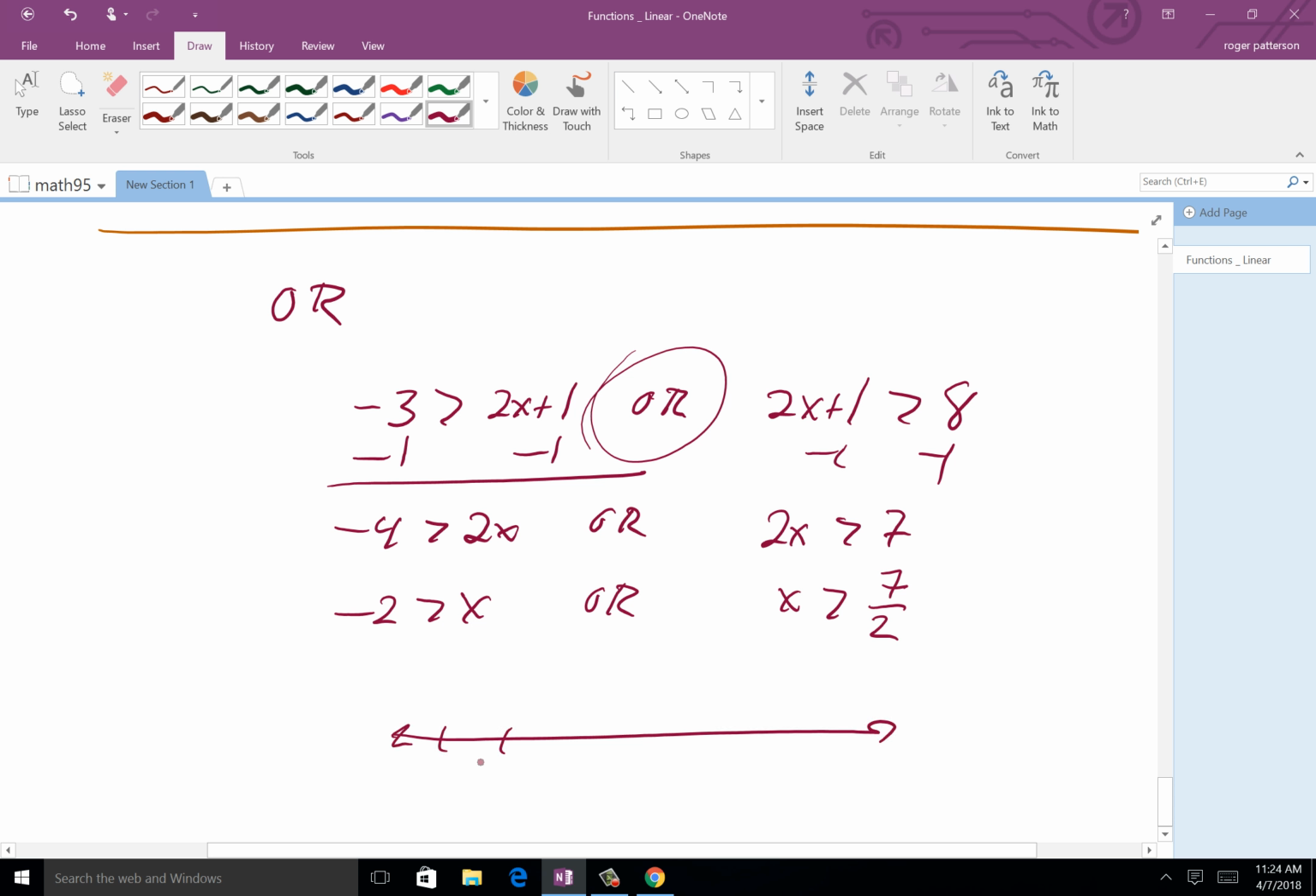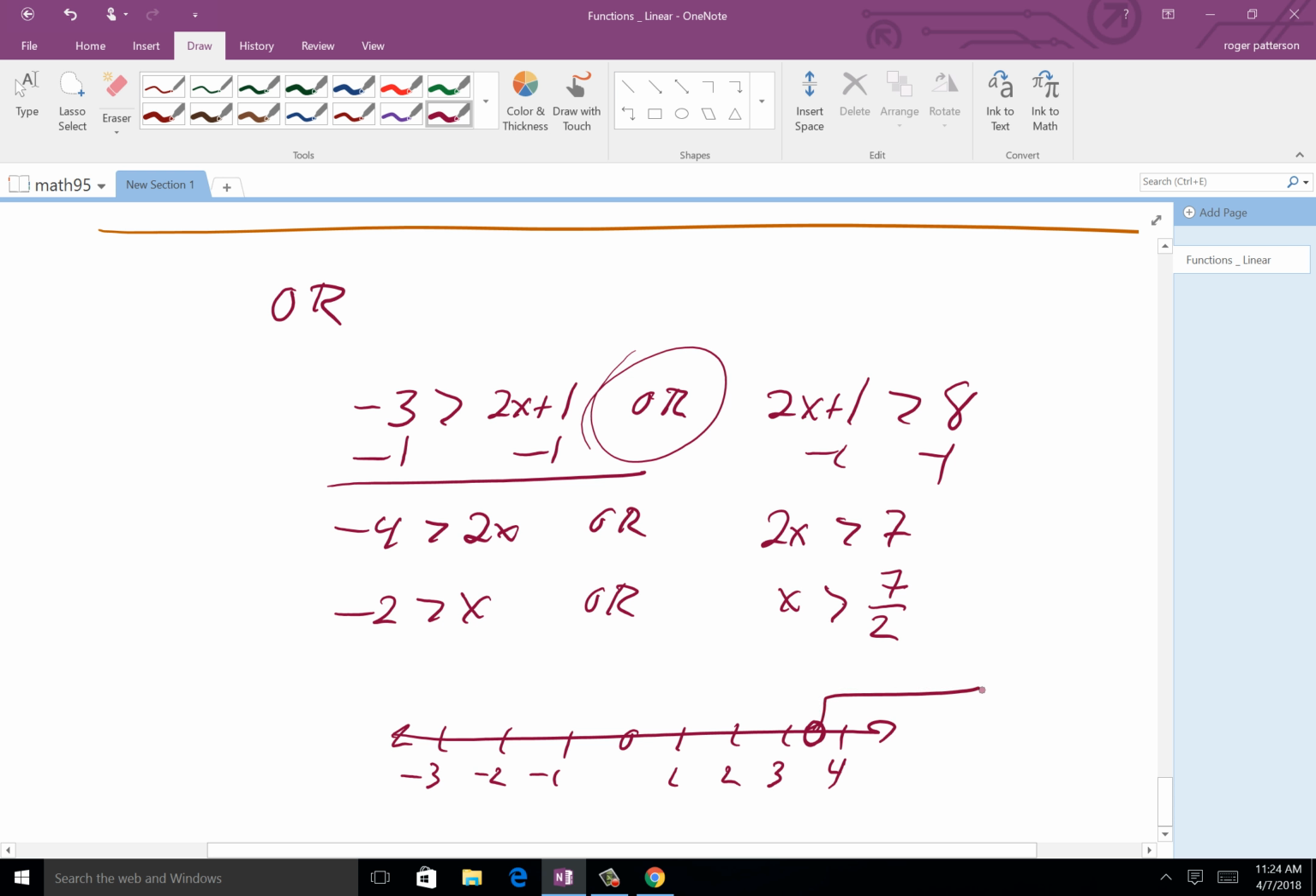Remember I said if x comes first, then it's pointing to where it's going. So this one's going this way. Here, x has got to be less than -2. Open circle. Less means it's going to go that way. And there is no overlap. But there's not going to be with an OR because it only has to satisfy one of these conditions. So it's here or here.